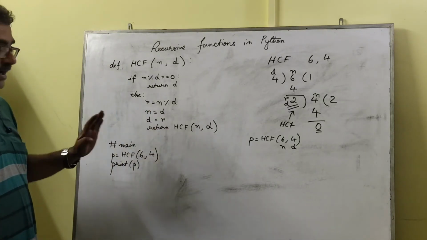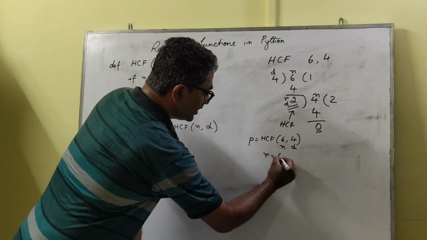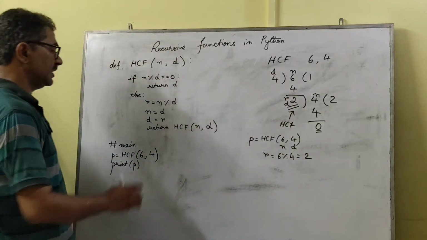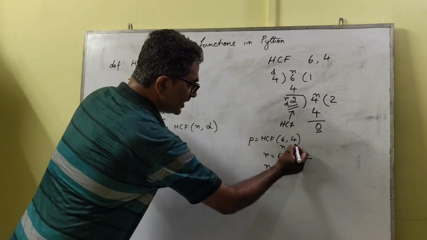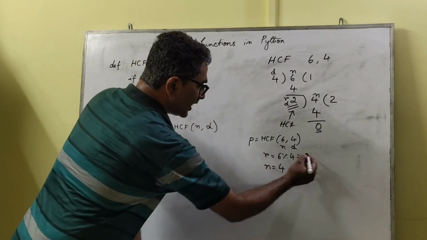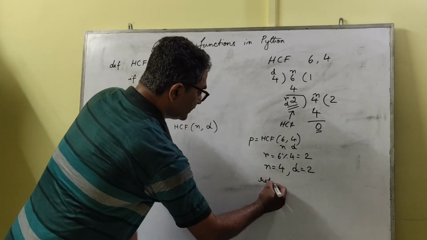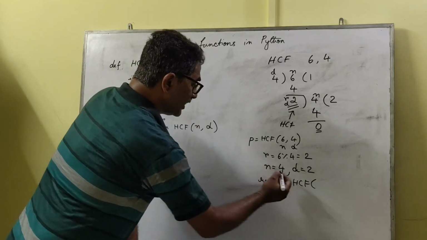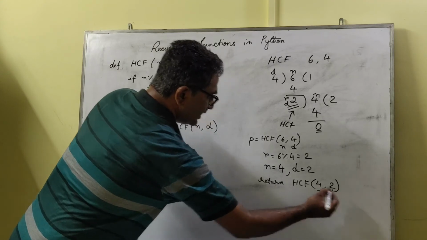It directly jumps to the else part. And in the else part, r equal to n modulus d. So r equal to 6 modulus 4, which happens to be 2. This is what we see over here. N equal to d, and what was d? 4. And d equal to r, and r was 2. And once again, I make a call, return HCF n comma d. So here the value of n is 4 and the value of d is 2.